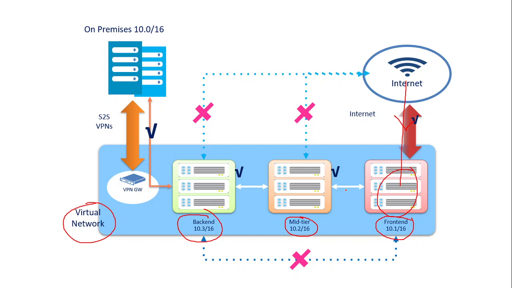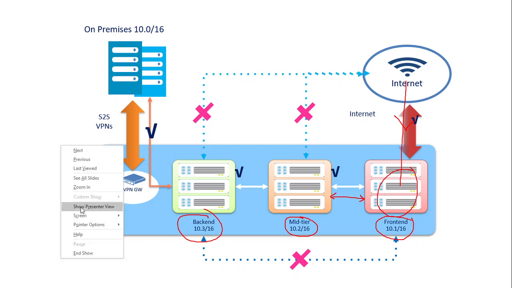All right. Secondly, the connection should communicate from front end to middle tier, and middle tier to back end. It should not communicate directly from front end to back end tier. The middle tier can communicate with front end and back end, but cannot communicate with the internet. The back end can communicate to the middle tier or on premises, but cannot communicate to the internet or the front end tier. Right, guys? So this is what we want to achieve.